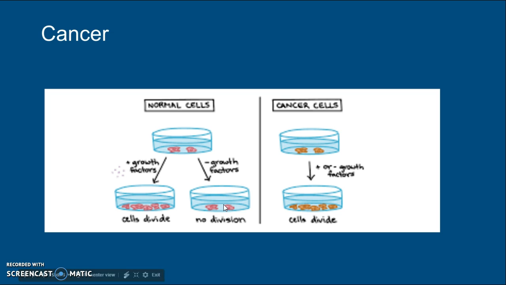Mutations in the cell cycle intervene with the proper cycle and are found in cancer cells. Cancer cells do not go through density-dependent inhibition or anchorage dependence, and they don't require growth factors to divide. As seen in the picture, normal cells will increase the rate of division with growth factors and not when there isn't. But in cancer cells, the cells will still divide with or without the growth factors.